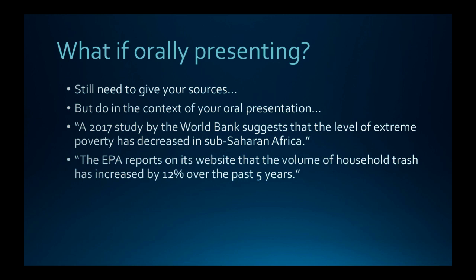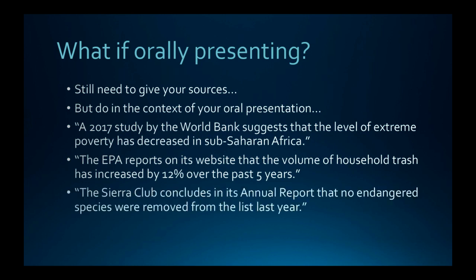Here's another one. The EPA reports on its website that the volume of household trash has increased by 12% over the past 5 years. That, again, is a statistic, a conclusion, and I'm telling you where I got it from, the EPA. The Sierra Club concludes in its annual report that no endangered species were removed from the list last year. So again, a conclusion, kind of data related, and I'm telling you it came from the Sierra Club.